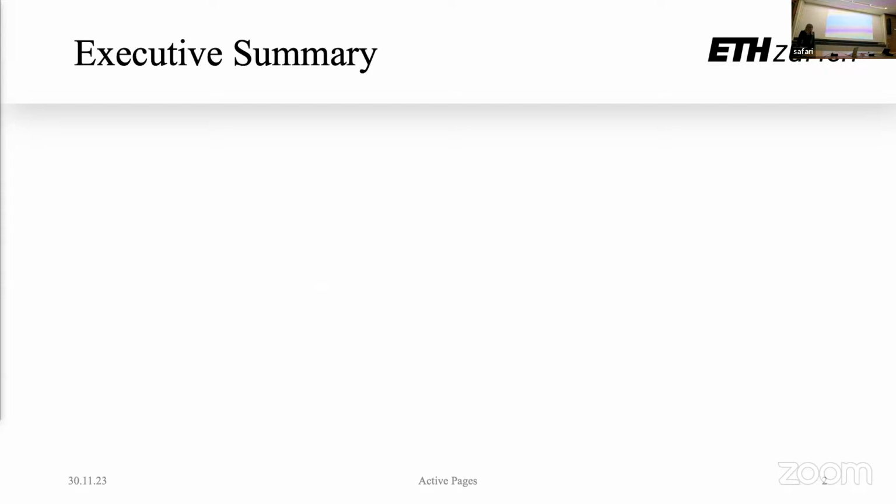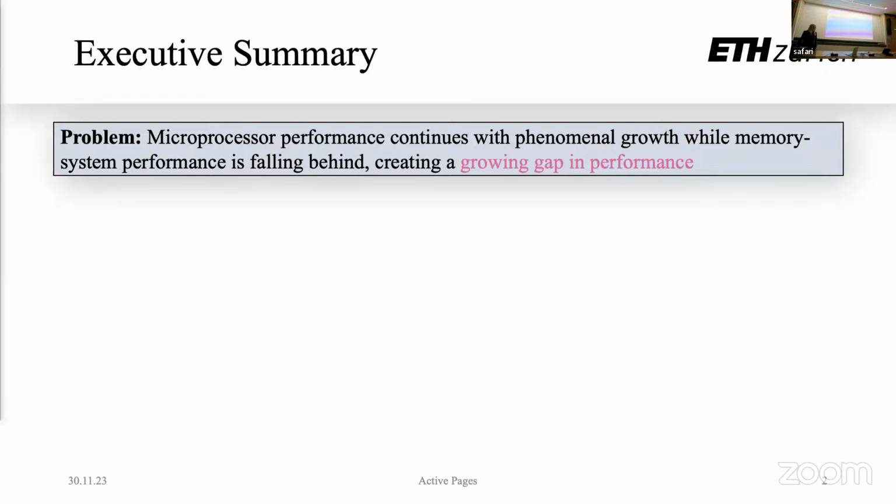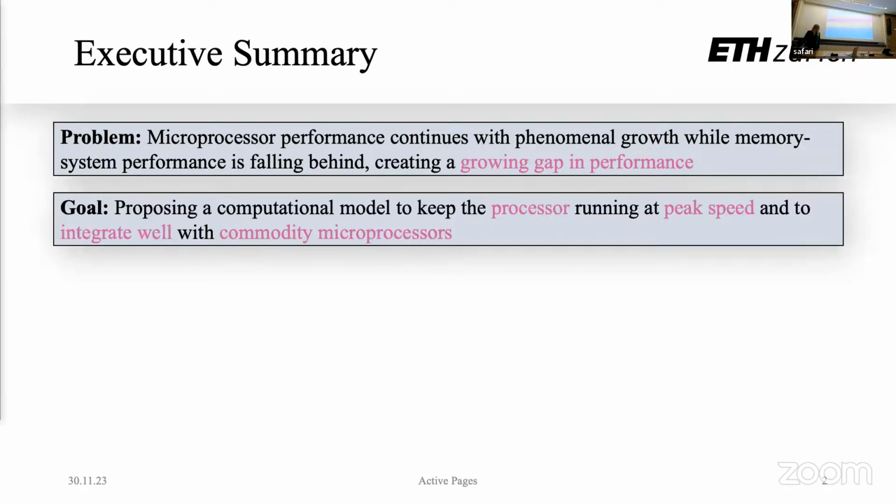First, I will provide you with a brief executive summary, starting with the issue addressed by this paper, which is the ever-growing gap in performance between microprocessor and memory system due to the improvement rate of processor performance far exceeding the one of the memory system. The goal of this paper is to provide a model for an intelligent memory system which achieves way higher performance and thereby reduces the disparity between processor and memory performance.